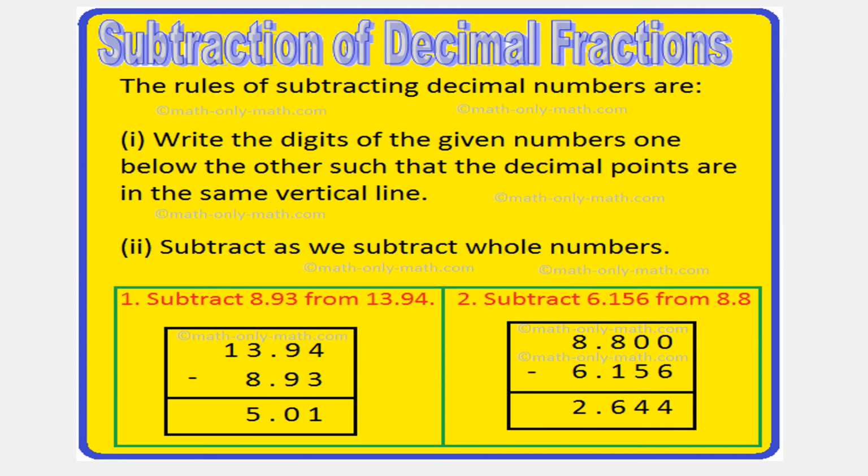Rules of subtracting decimal numbers. Write the digits of the given numbers one below the other such that the decimal points are in the same vertical line. That is, the decimal point just lies below the decimal point. Subtract as we subtract whole numbers.